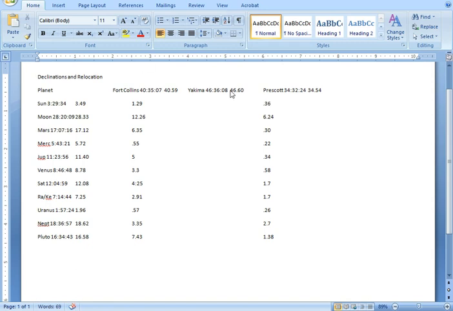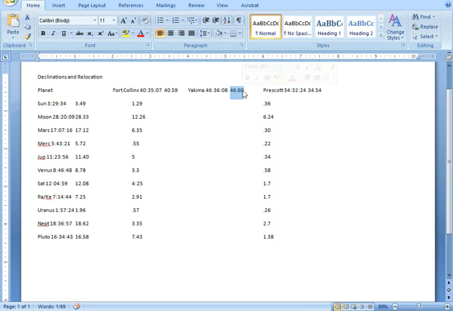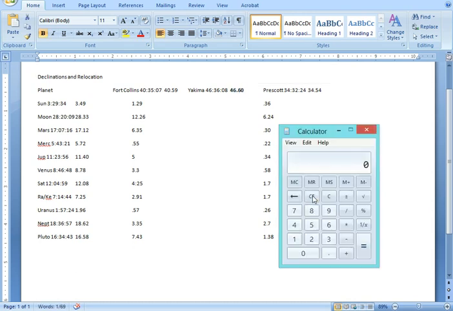Now that we've got the declinations in decimals as well as the location in decimals, we can go on to figure out how close the declinations are when we start stacking them up. So 3.49 is the declination of the sun. Yakima is at 46.6. And so we need to see how many times 3.49 will go into 46.6.